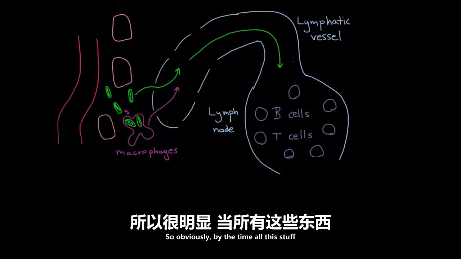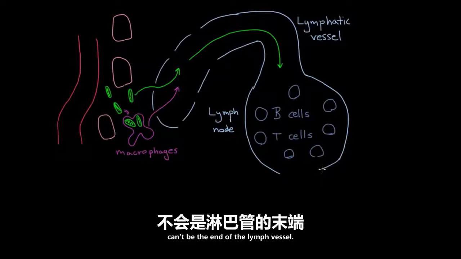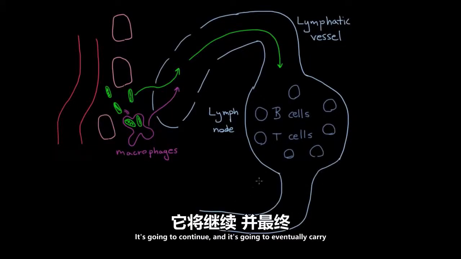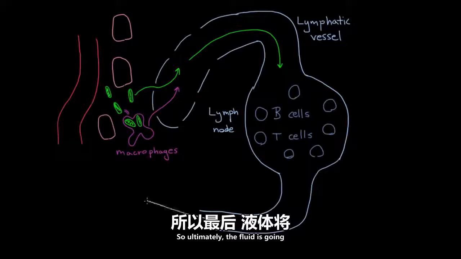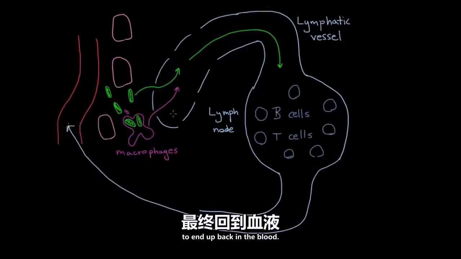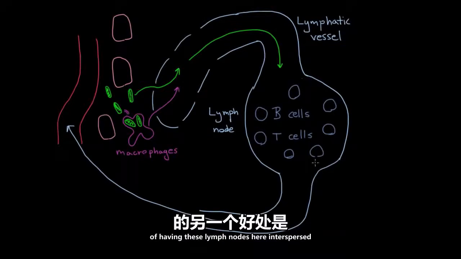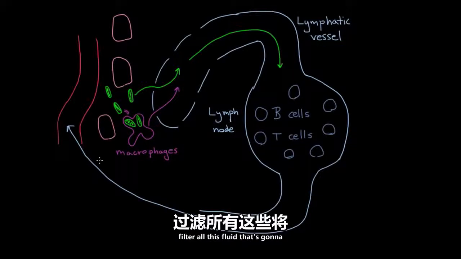So obviously by the time all this stuff gets here to this lymph node, that can't be the end of the lymph vessel. So the lymph vessel is actually going to continue, and it's going to eventually carry fluid and such back into the blood. So ultimately the fluid is going to end up back in the blood. And another nice side effect of having these lymph nodes interspersed throughout the lymphatic vessels is that they'll actually filter all this fluid that's going to get put back into the blood.